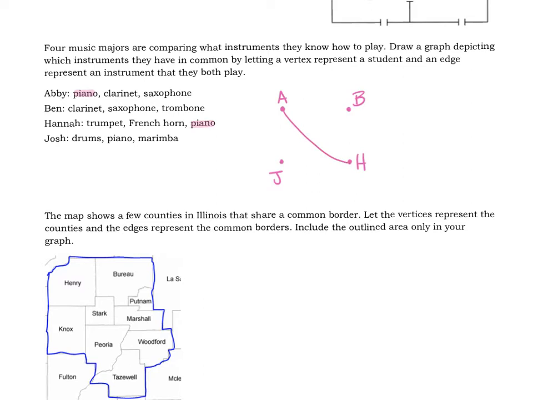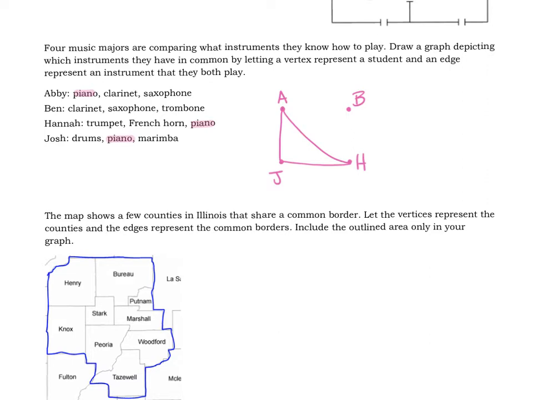Abby plays the piano, and so does Josh. And so we can also draw a line from Abby to Josh. And since Hannah also plays piano, and so does Josh, we can have another edge connecting Josh and Hannah. Okay, so that takes care of those students who are playing piano.